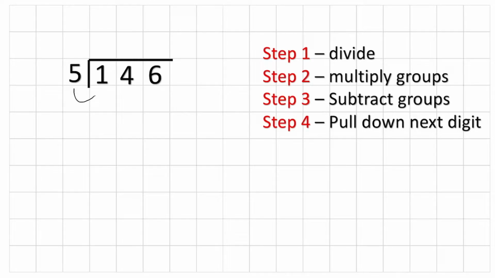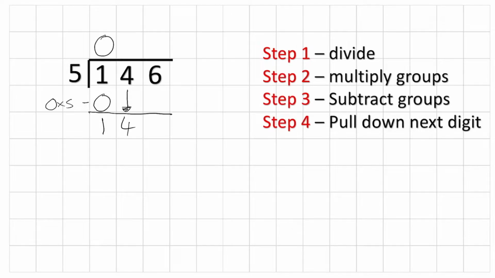So how many 5's are there in 1? Well, if I have 1 marble, I can't take any groups away, can I? So the only thing I can do is put a 0. I took 0 groups away. But now, when I do my multiplication, I can work out that 0 times 5 is 0. 1 subtract 0 still leaves me with 1. Bring down my 4, just like before, and now I have 14.